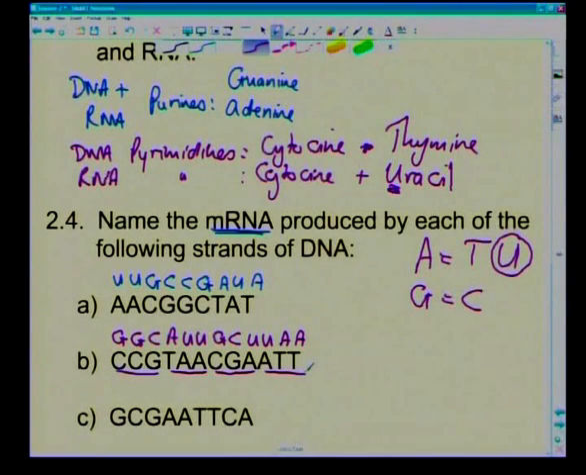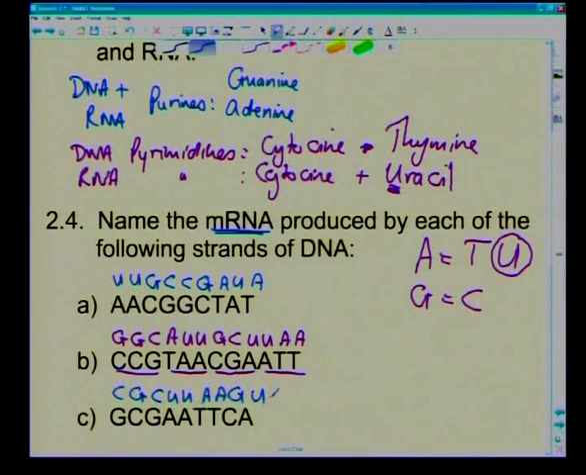All right, let's do the last one. Just write it down quickly. GCGAATTCA. All right, you ready? All right, let's go. I'm going to do it. You do it. Ready? Are you ready? There we go. Did you get it? Please tell me you got it.